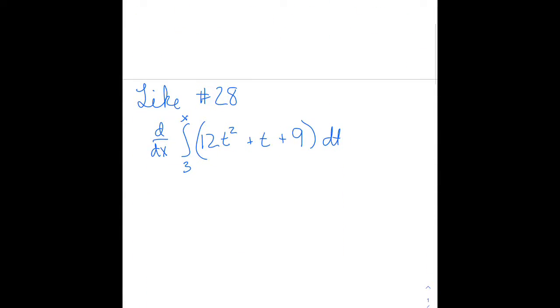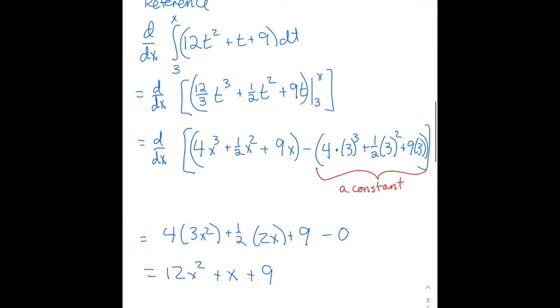So the first question was about number 28. In this case, I could go through and find the antiderivative, sub in the values with Fundamental Theorem of Calculus Part 2, and then take the derivative. But here I can just recognize I have a function. I'm going to integrate, and then I'm going to take the derivative with respect to x. X is the upper bound, so all I need to do is replace these t's with x's. And that's my answer. For reference here, you could have gone through and found the antiderivative, subbed in the values, and then taken the derivative, and after all that work, you get the exact same answer.